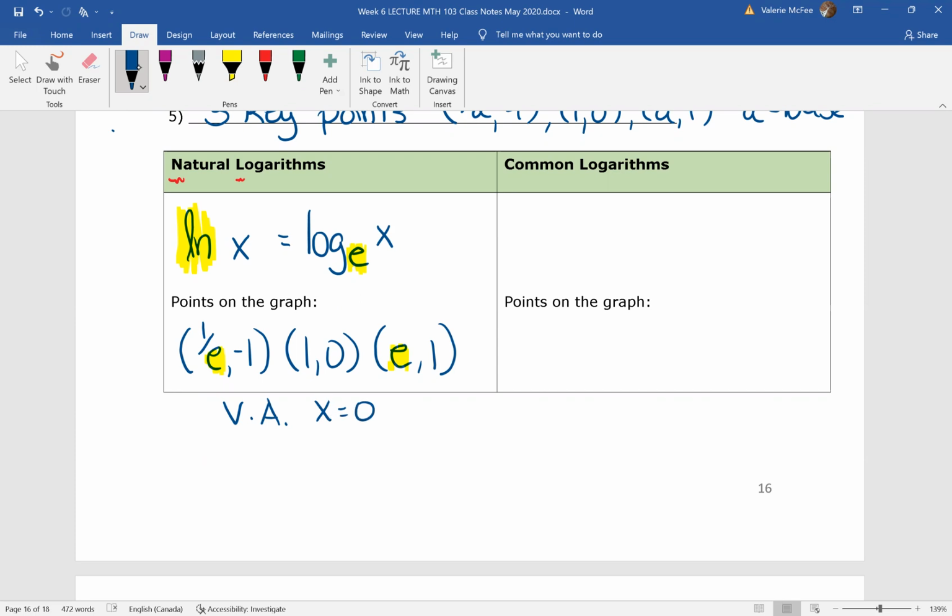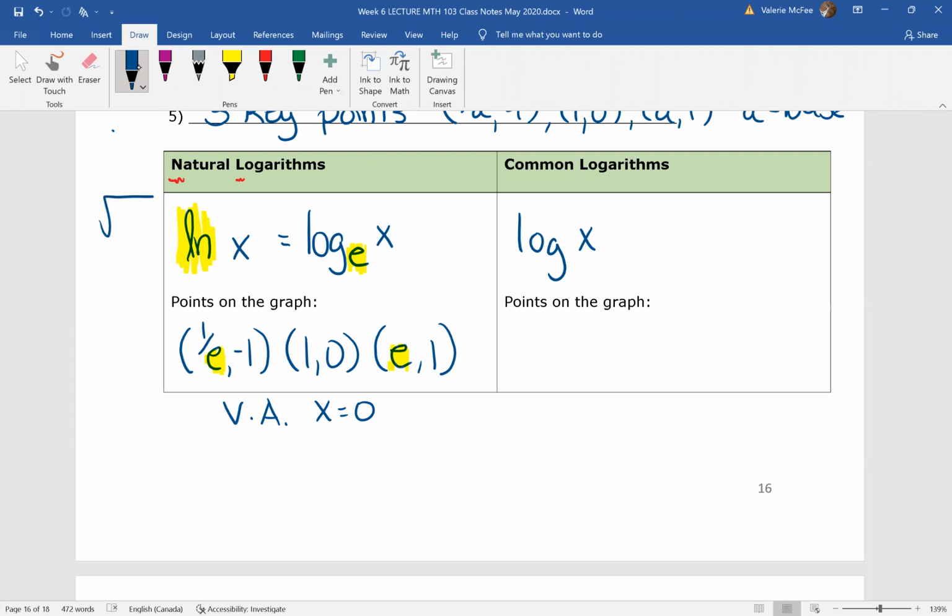The other log that often shows up is known as the common logarithm. We write the common logarithm like this. We don't write a base in. We don't bother writing a base. It's so common that mathematicians and scientists said, if we don't write it, we'll know what it means.